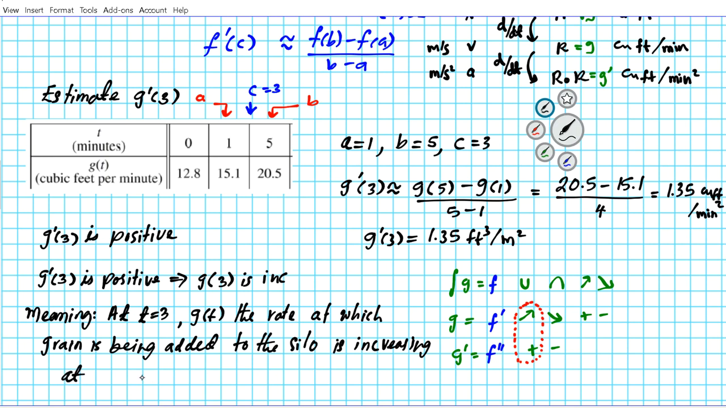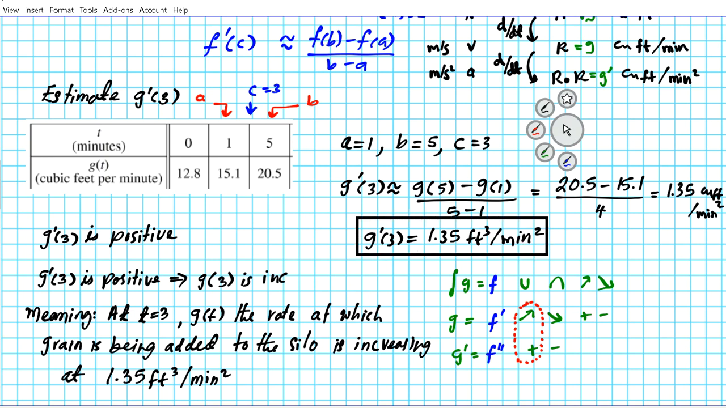It's increasing at 1.35 cubic feet per minute square. Okay, let me correct my unit here. So not meters square, it's per minute square. So that's basically what the answer to question number 1A means.